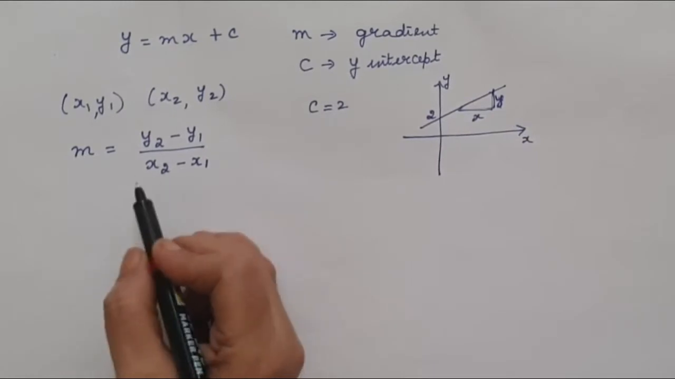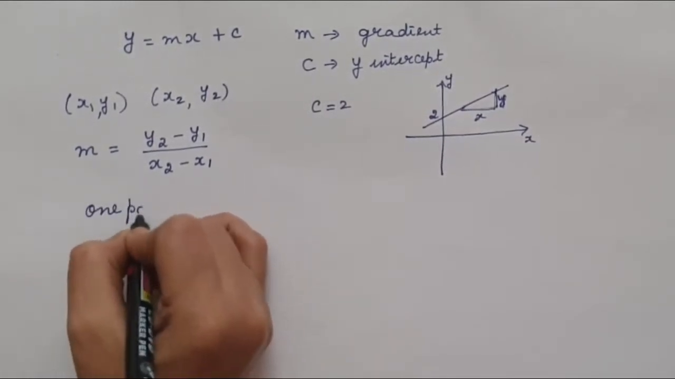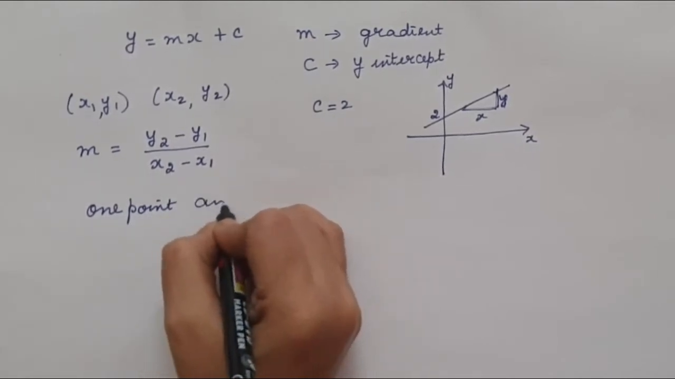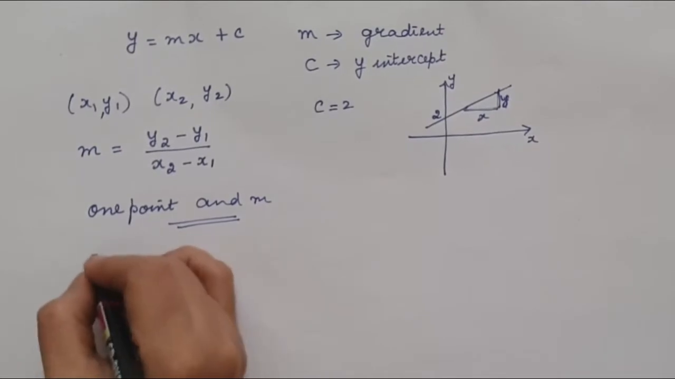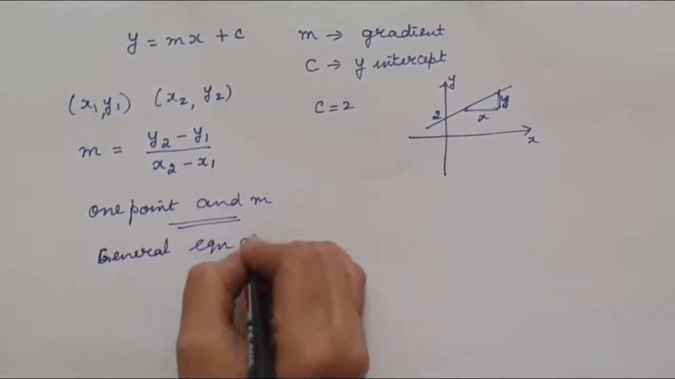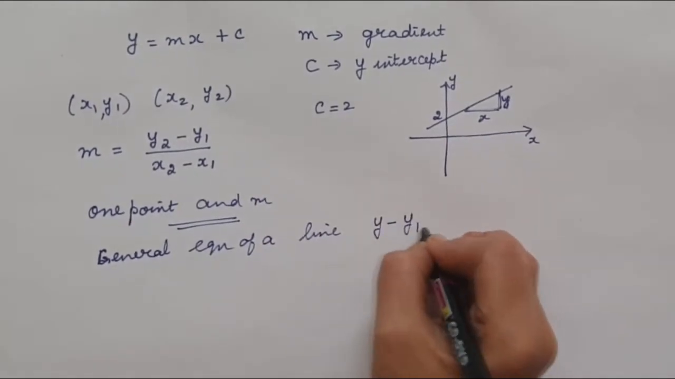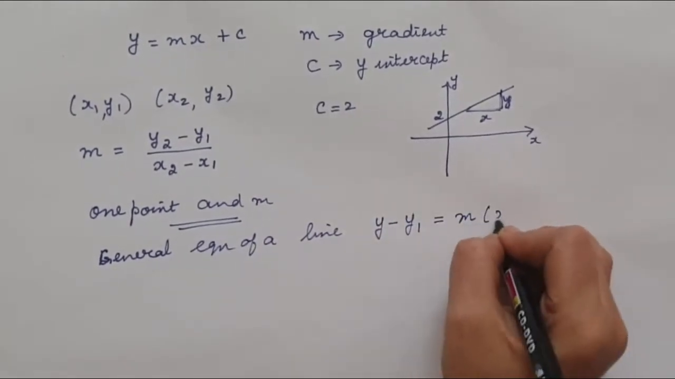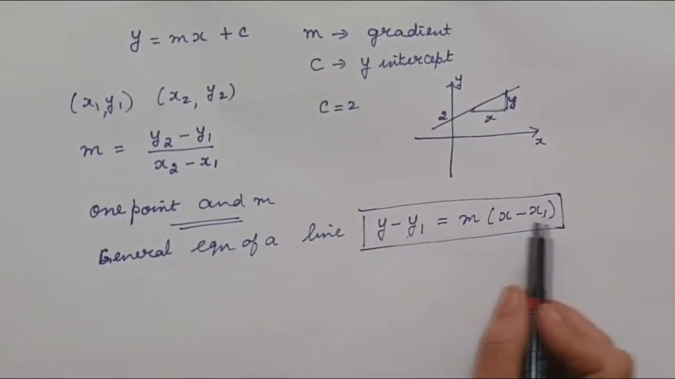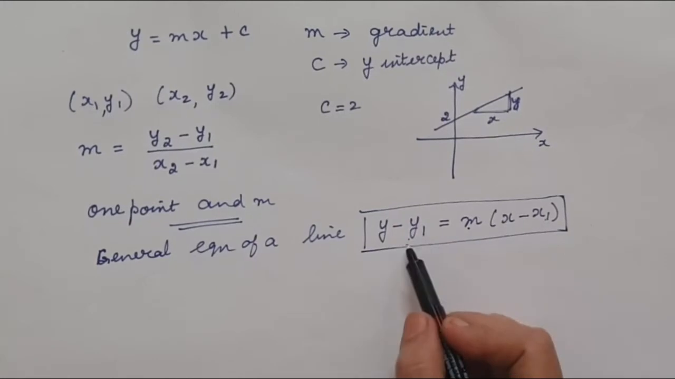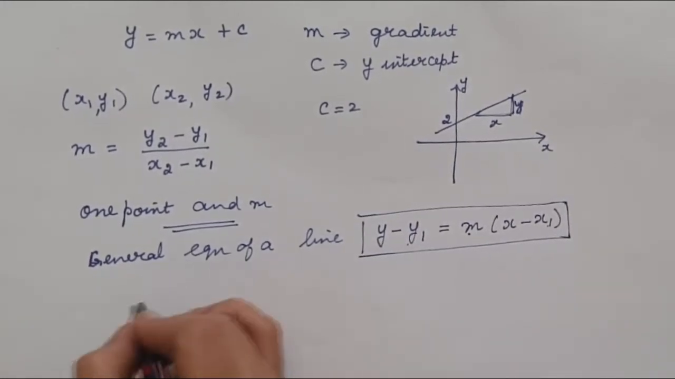Now to make this more simplified, if we know one point and the gradient, we can write the equation of the line. Now we have a new equation. The general equation of a line is given by y minus y1 will be equal to m into x minus x1. That is, if one coordinate and the gradient are known, we can use this formula and get the equation of the line. Now let us see with an example.